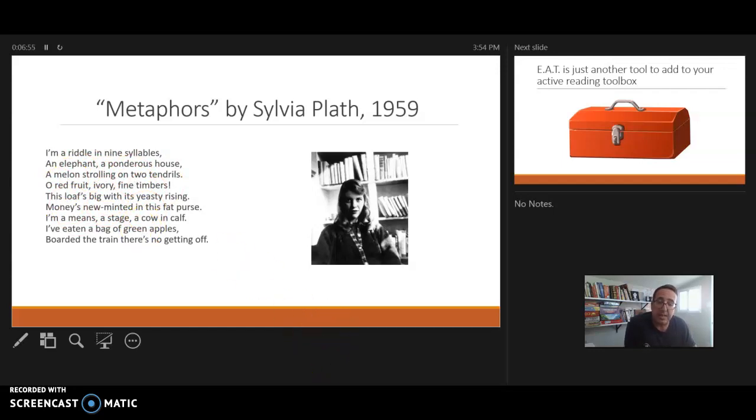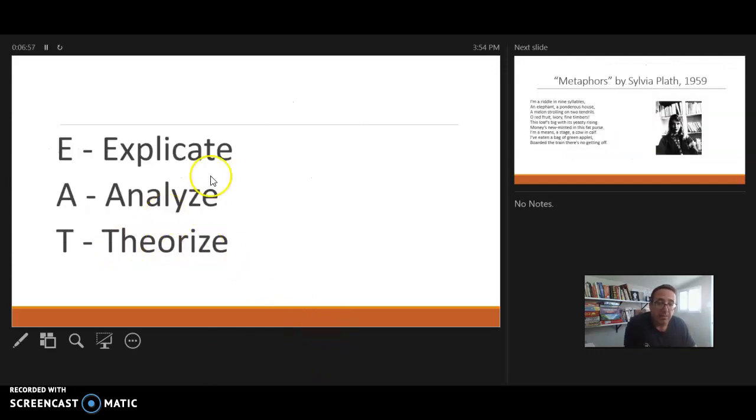And that's where you get into that theorized part, right? We've explicated, we broke apart the imagery and metaphor, we analyzed, we found out, oh, it's about pregnancy, there's some negative, some positive. What is this poem saying? What do we take from this? That's the theorizing part. And that's what we're going to work on this semester. We're going to work on all these skills, but leading up to the theorizing, because that's really where the goal is.